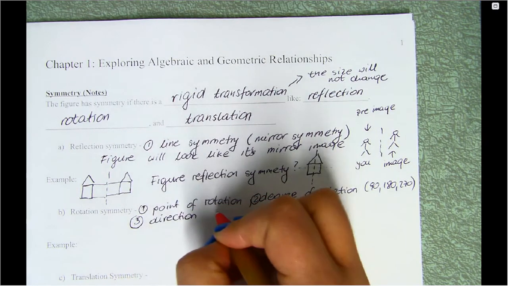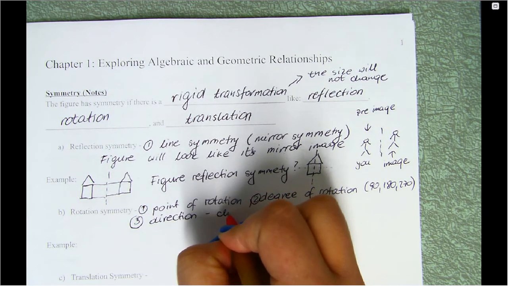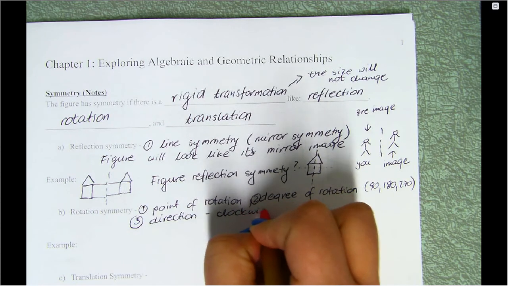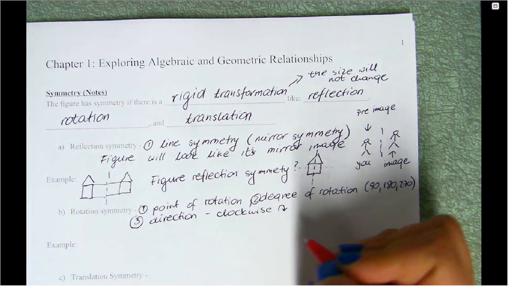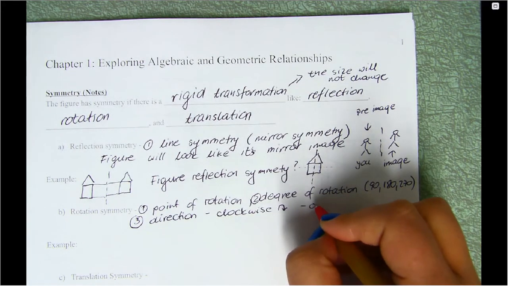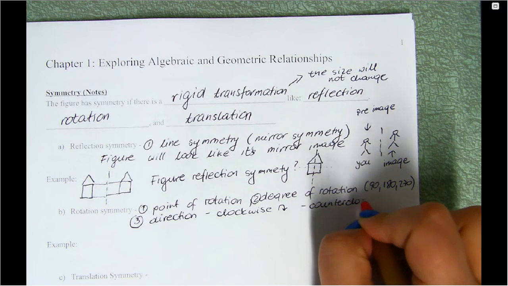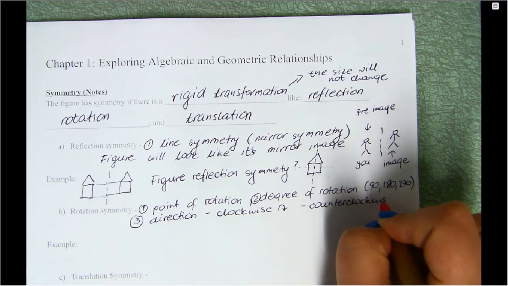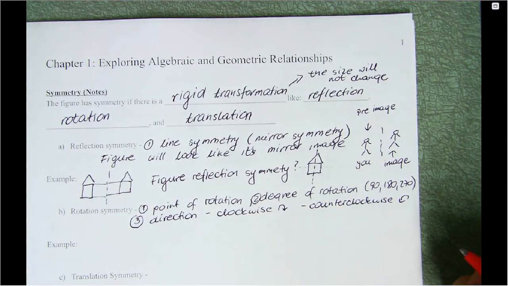So what do I mean by that? Are we going to the right? Are we going clockwise? So just the way the clock works this way. Or are we going counterclockwise? Which means are we going backwards, opposite to the clock? So those three things have to be given to you.